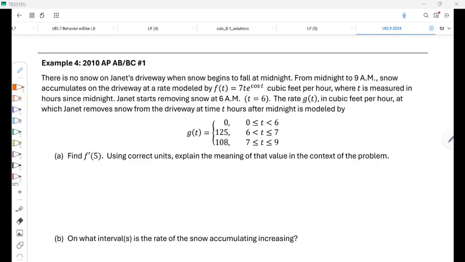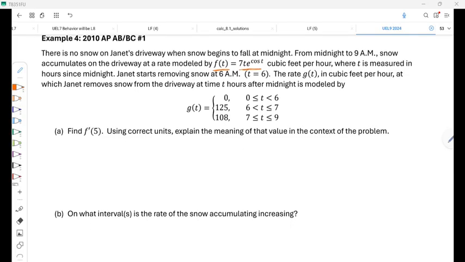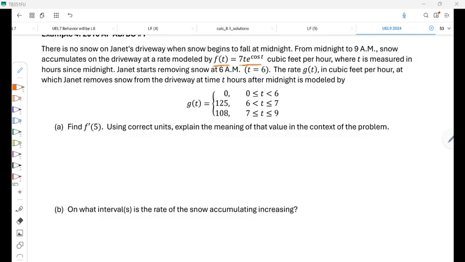We have the rate at which snow accumulates on the driveway. So our function is a rate, no surprise, because we can integrate a rate and figure out how much change actually happened. And we can also take the derivative of it to figure out how that rate is changing. We'll see what they ask us. Cubic feet per hour.